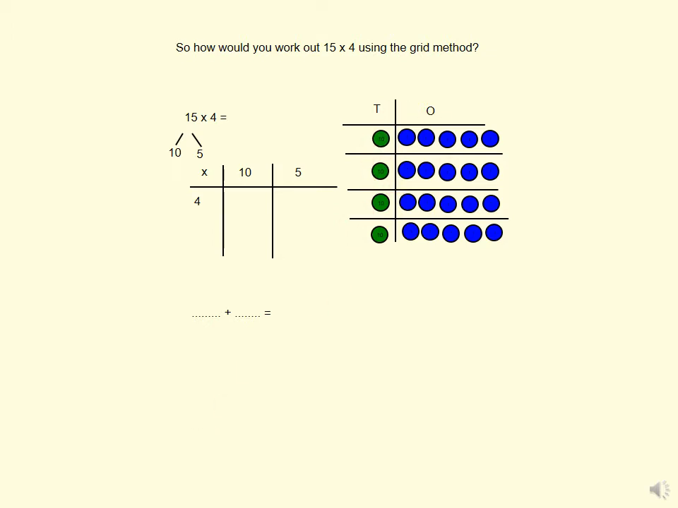Okay, so we know that 10 times 4 is 40. So we write 40 in this column. Then we do 5 times 4, which we know is 20. Then the next step is to add them up. So we've got 40, add 20, which we know gives us 60, because we know that 4 add 2 makes 6, okay? So let's have a look at the next one.